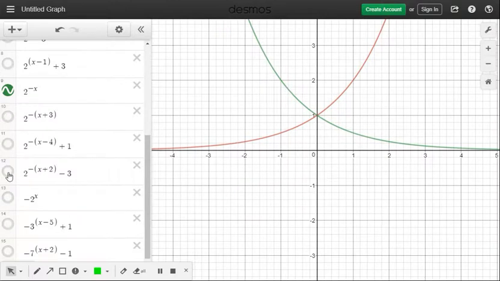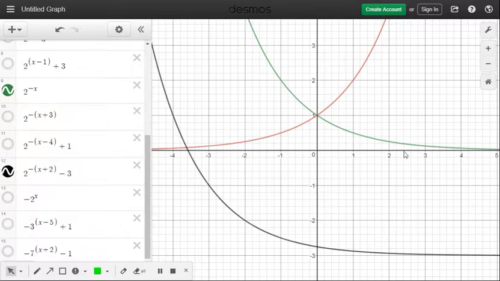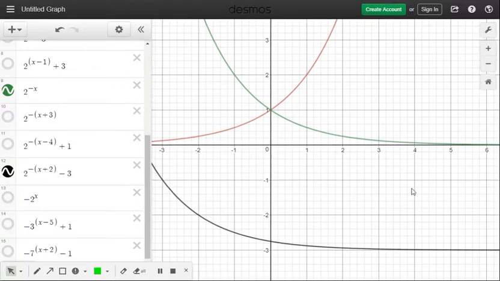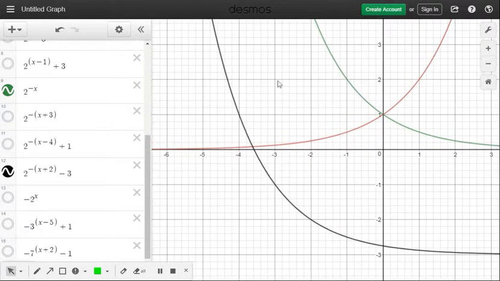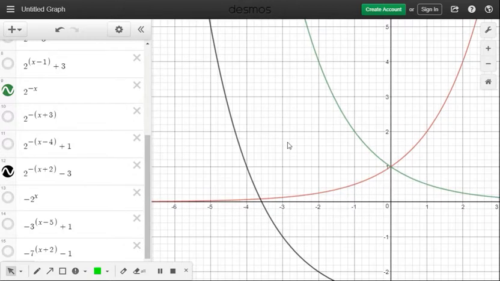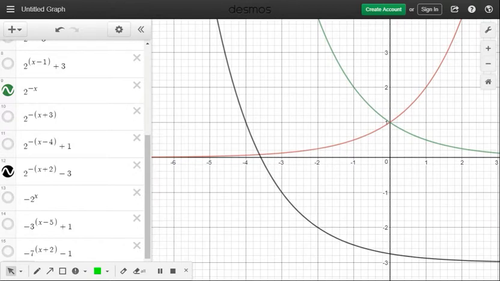So checking this graph, plus 2 means to the left 2 units, and then minus 3 after the x, 3 units down. So here we can see that it did indeed move downward, shifted 3 units down. And then we can see from here that it did indeed shift to the left by 2 units. So pretty much the same transformation as before.